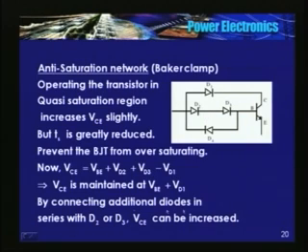So by connecting additional diodes in series with D2 or D3, Vce can be increased. Now, how does this network prevent the transistor from getting into saturation? Okay. This is one way of analyzing. How does this circuit work?